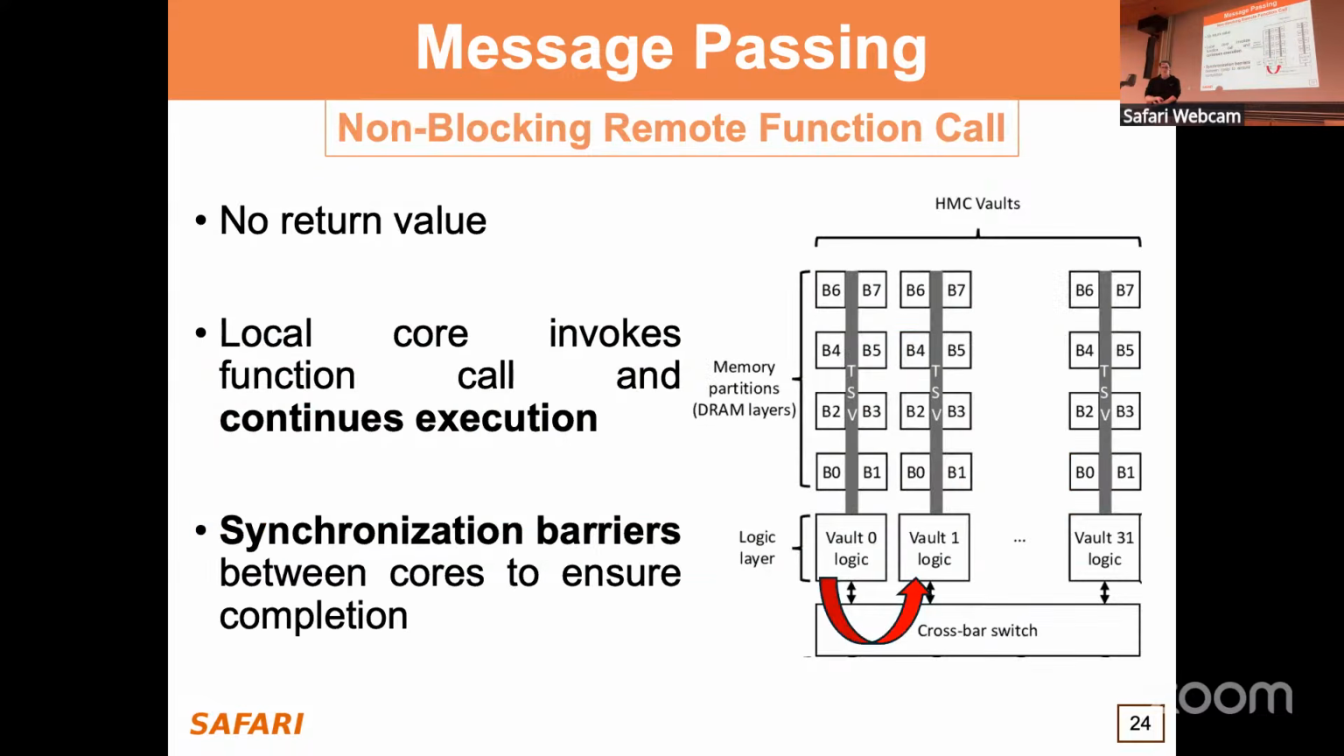This calls for a better kind of remote function, a non-blocking one. This one has no return value. The local core simply invokes the function call and it continues its own execution. This, however, requires a synchronization barrier, as we would otherwise have a consistency issue, as the local core itself would never know exactly when the function call would be executed and finished.